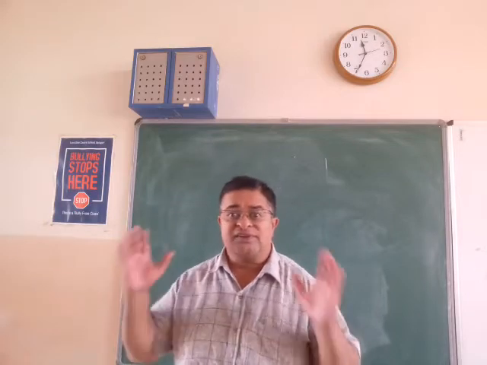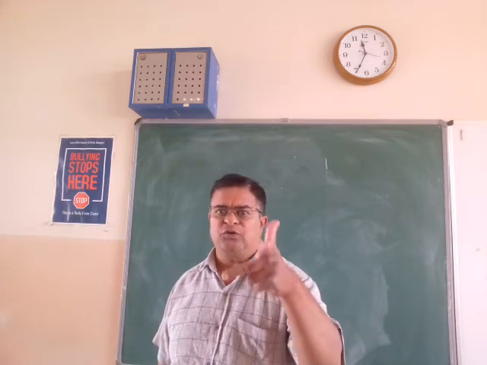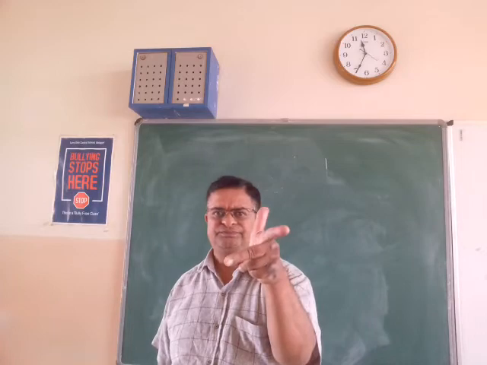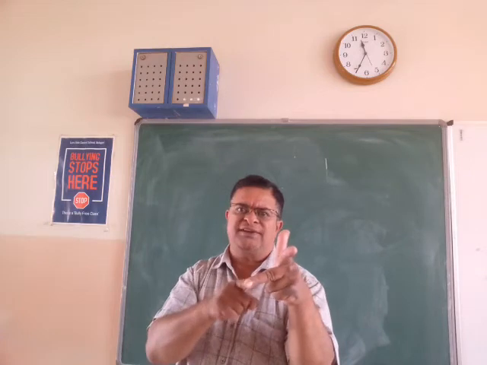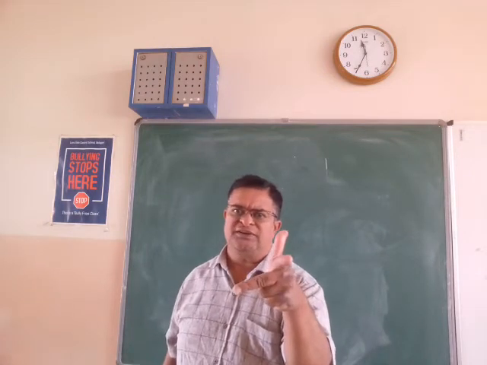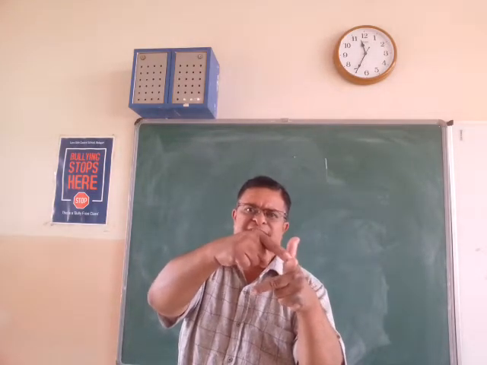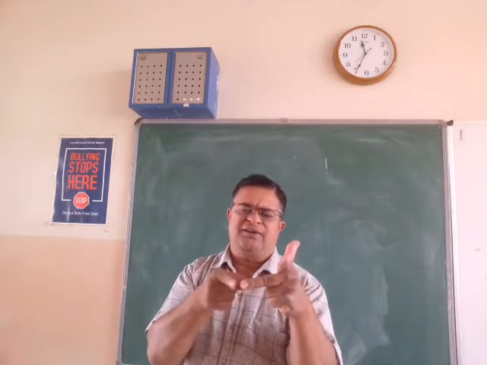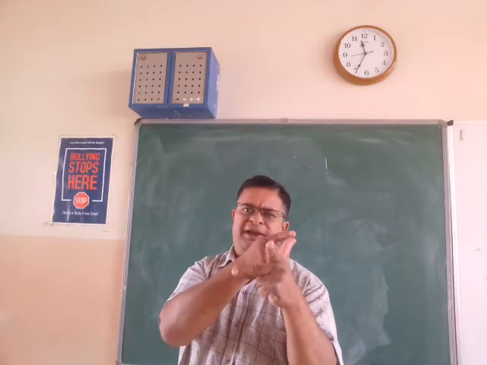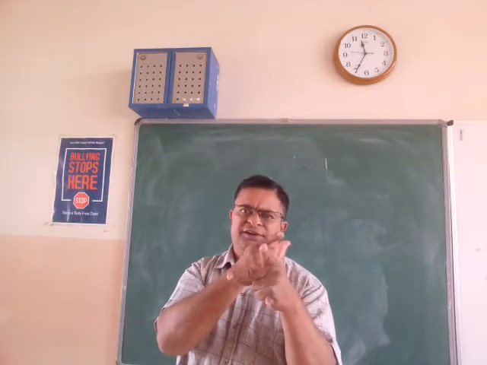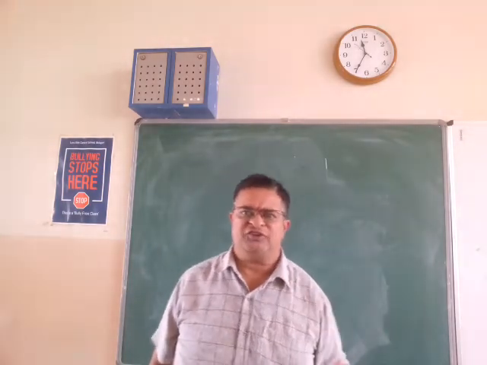What does Fleming's left hand rule state? Fleming's left hand rule states that if you hold the thumb, the index finger and the middle finger of your left hand mutually perpendicular to each other, such that the forefinger or the index finger indicates the direction of magnetic field, the middle finger indicates the direction of current, then the thumb indicates the direction of mechanical force acting on the conductor or the direction of motion of the conductor. This is Fleming's left hand rule.